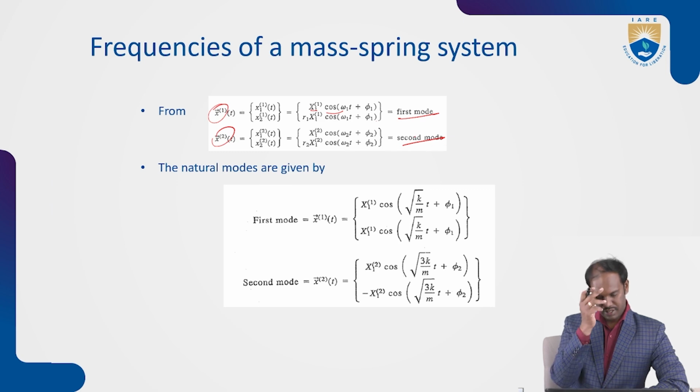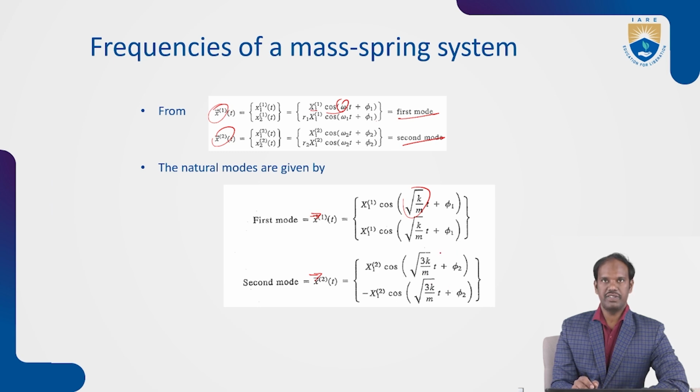In this first mode and second mode, we have taken the inverses, written with a bar above. Then we write the omegas in the form of mode shapes. Here we have replaced omegas with under root of k by m and under root of 3k by m.